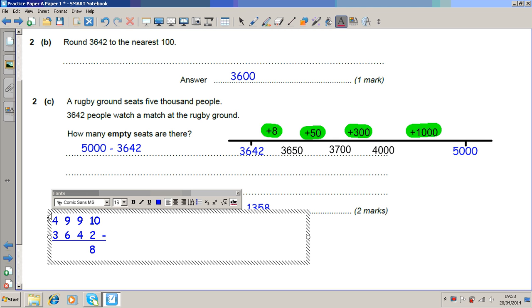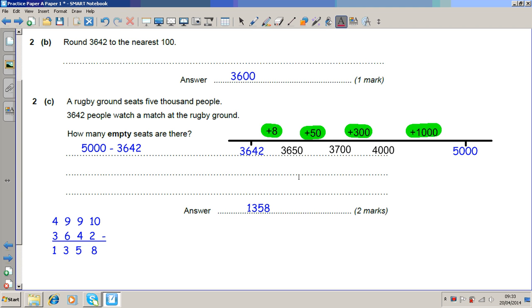So 10 take 2 is 8. 9 take 4 is 5. 9 take 6 is 3. And 4 take 3 is 1. 1358. It's quite tricky.